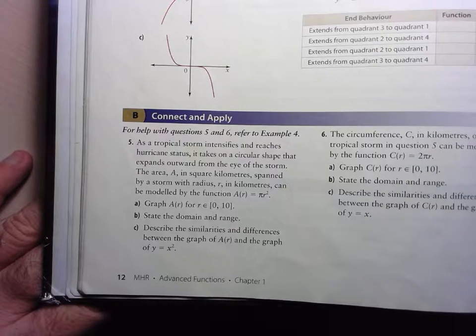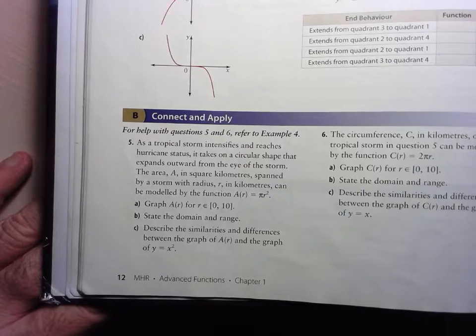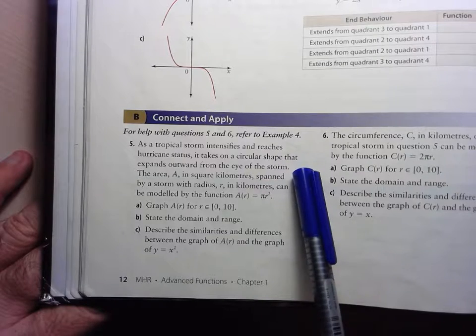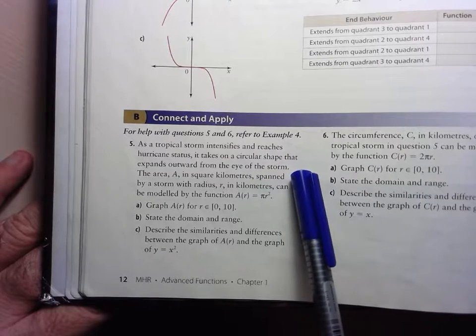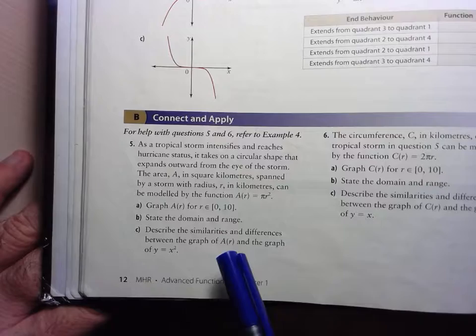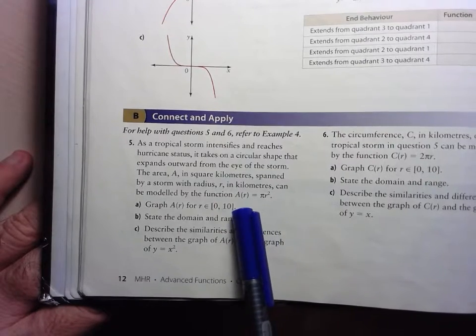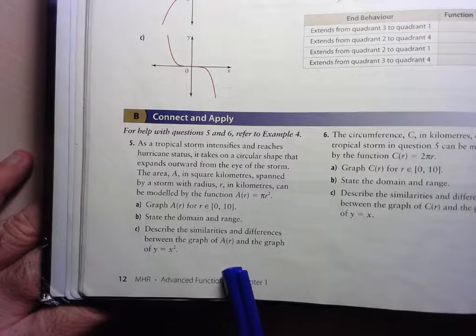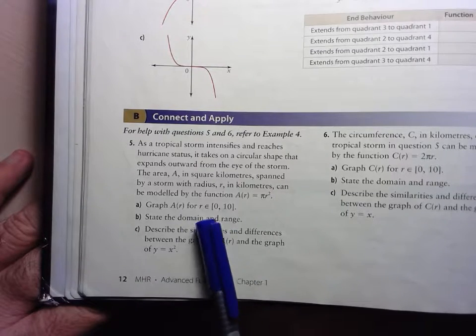Hi folks, we're going to take a look at page 12, number 5. So let's start by looking at the question here. We've got a tropical storm that takes on this circular shape, and as the radius of the storm increases, so does the area. So not surprisingly, the function we're looking at is A(r) = πr². And they want us to graph this function on this domain.